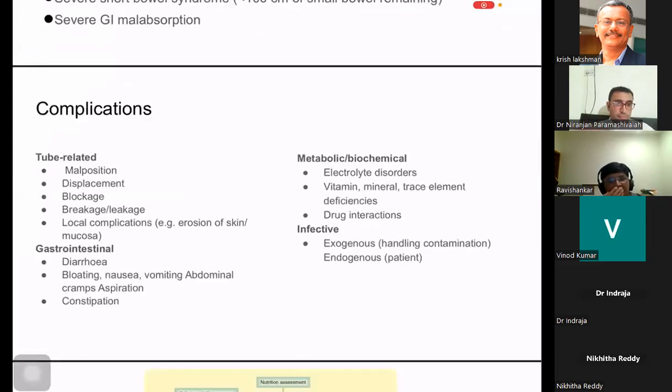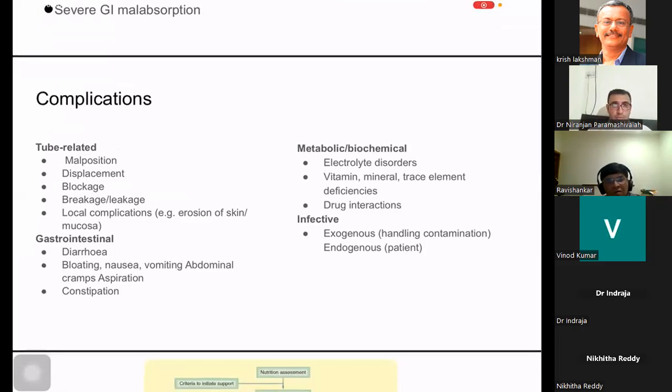And various complications with enteral tube feedings are tube-related, like malpositioning, displacement and blockage, and gastrointestinal complications like diarrhea, nausea, bloating, and constipation, and metabolic ones like electrolyte imbalances, vitamin deficiencies and drug interactions, and infections, maybe because of hand contamination, exogenous and endogenous.